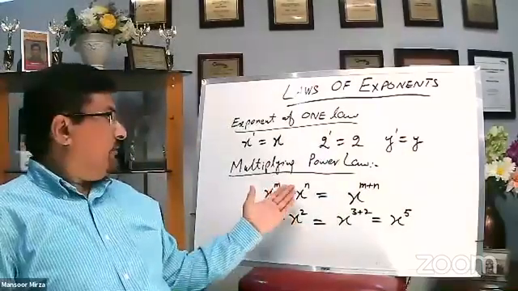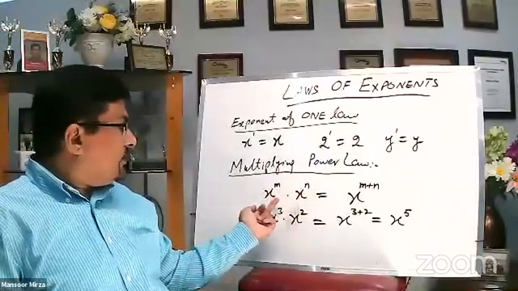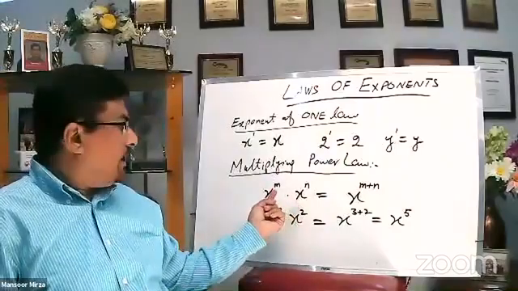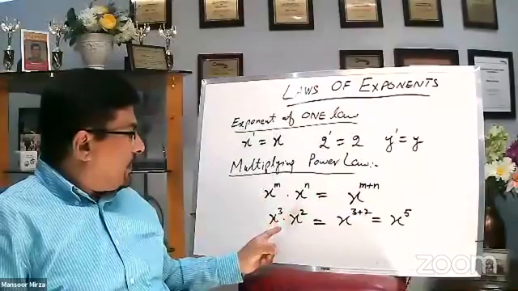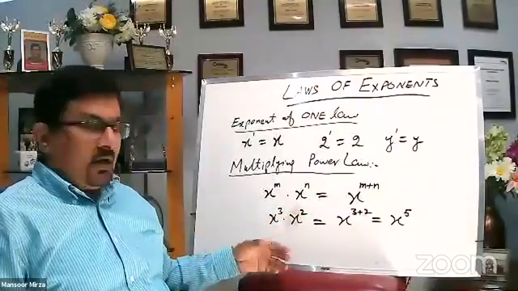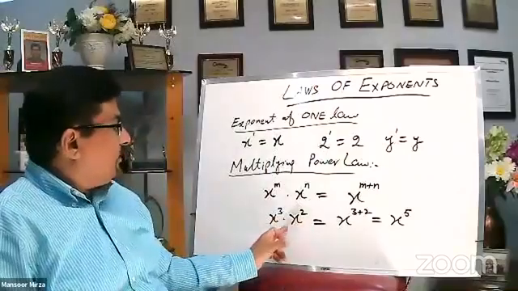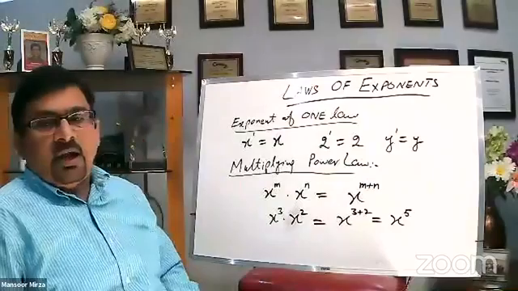On the other case, when we are talking about multiplying power law, when the exponent bases are same and you are multiplying them, the exponents get added. I gave you a simple example to make it more clear: x power 3, x power 2, and because they were same bases and we were multiplying them, in such a case we can add their powers.